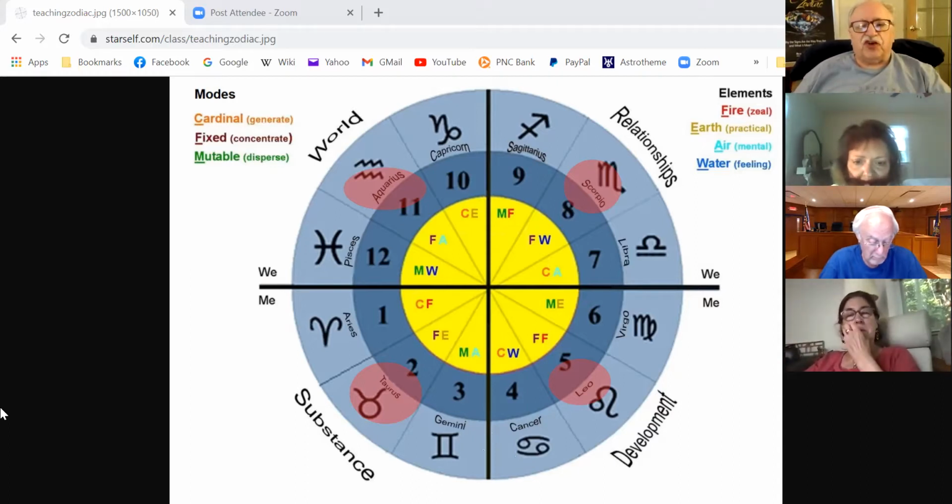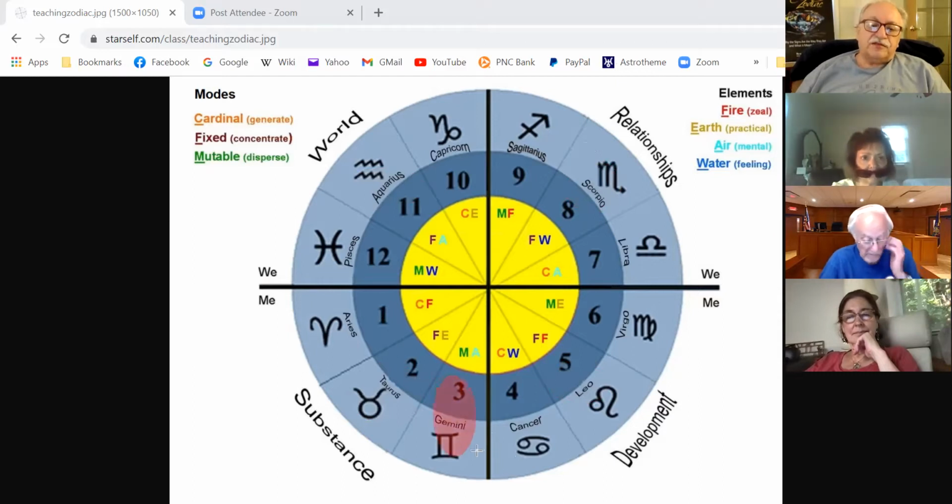This is why the chart is so important to have in your possession. You can keep referring to it. The final group are the mutables. The mutables are third in each quadrant. They are the Geminis, the Virgos, the Sagittarians, and the Pisces.